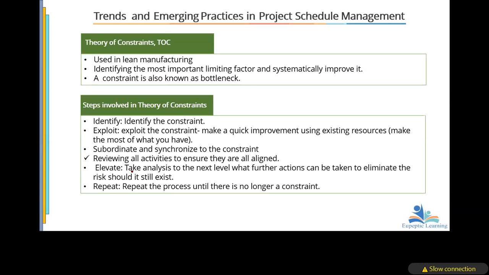Then you elevate. In other words, take analysis to the next level. Once you have reviewed your activities to see that they are aligned, that is not enough. Analyze to the next level to find out what further actions can be taken to eliminate the risk should it exist. If it is still there, what else can we do so that it does not exist at all? Then we repeat the process until there's no longer a constraint. So this TOC kind of thing, the steps are more cyclical. Okay, so you can read on it.